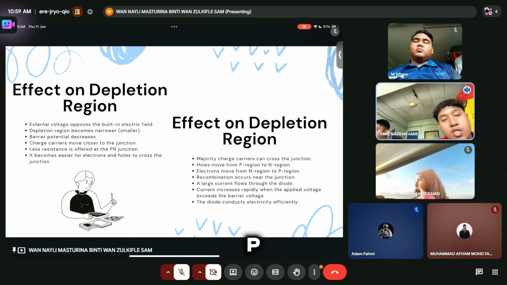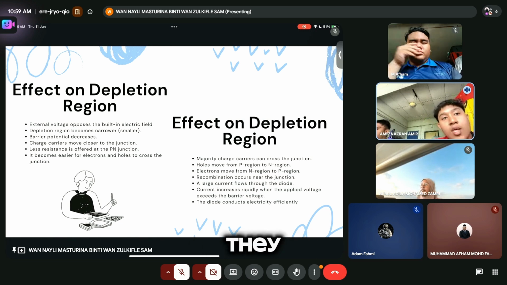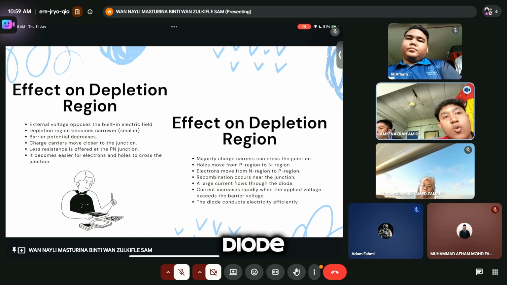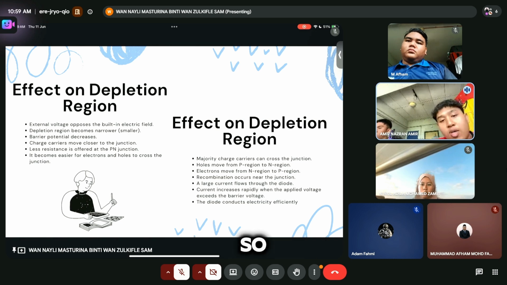So this allows the majority charge carriers to easily cross the line. Holes flow from the P region to the N region, while electrons stream from the N region to the P region. When they meet, they recombine near the junction. A large current flows through the diode once your applied voltage beats the internal barrier, which is around 0.7 volt for silicon. So the current spikes rapidly and the diode conducts electricity beautifully. Next slide.